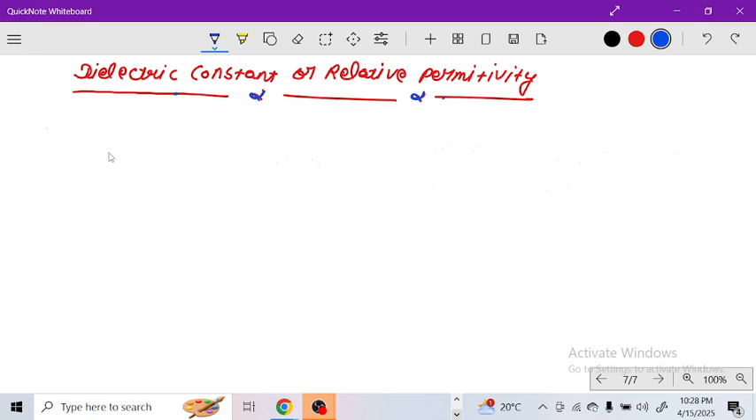So for dielectric constant, if I am taking for vacuum, free space means vacuum. There is nothing between two charges q1 and q2. Suppose we have two charges q1 and q2. There is nothing between them, Kavya.